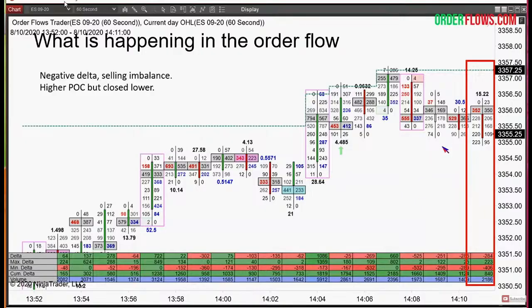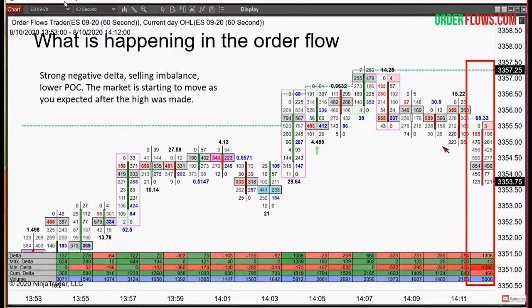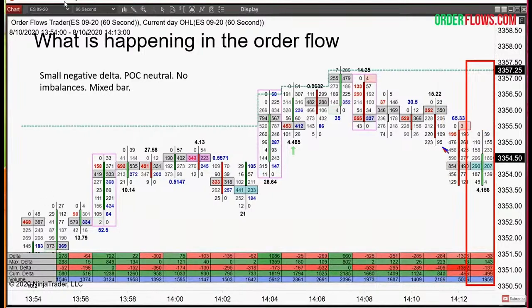The bar goes lower. Right, it's not a good sign of a market that's looking to pop around, turn around, and go higher. It's starting to shape up as a market that's getting ready to sell off. Boom, next bar, big strong negative delta, minus 1300. The lower point of control. You got just one imbalance, but you can see how the market is telling you from 2 bars ago, 3 bars ago, that this high is probably going to hold for now.